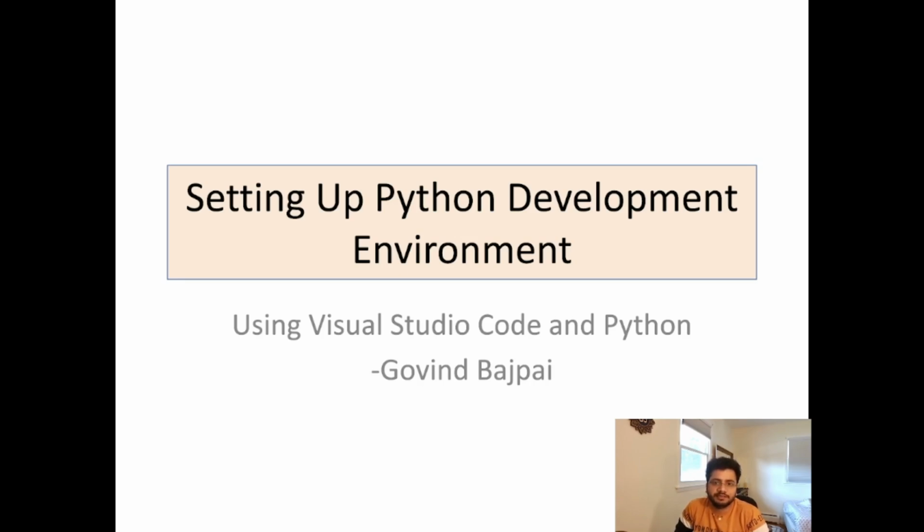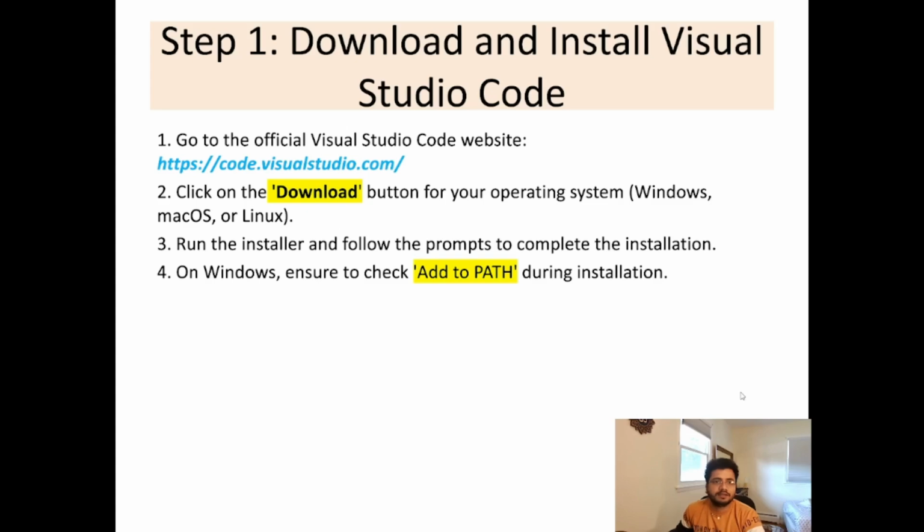Let's get started with setting up your coding environment. I will guide you through various steps. Just follow the steps and we'll be good to go. Step 1 is to download Visual Studio Code. For that, we have to go to code.visualstudio.com and click the download button, run the installer, and on Windows, we have to ensure we check add to path during installation.